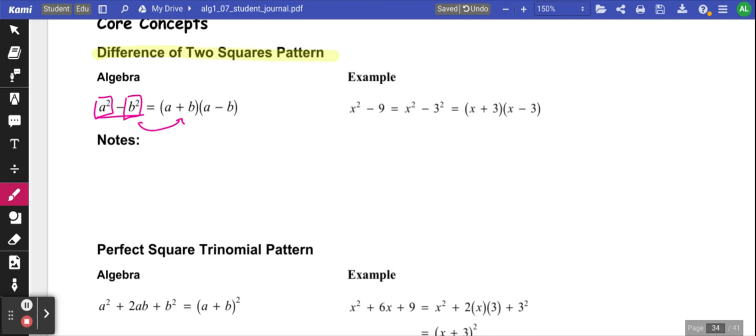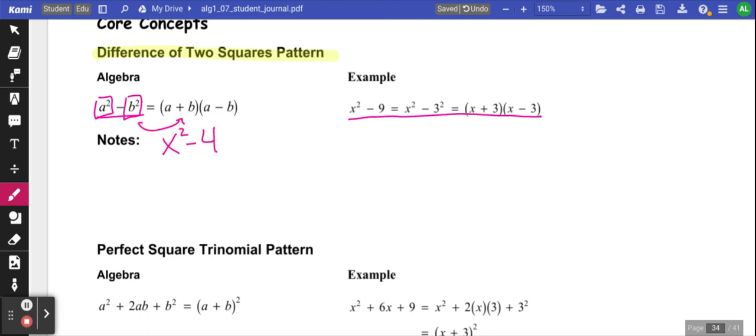Okay, so we have this example right here. x squared minus 9 is going to get factored as x plus 3 times x minus 3. x and 3 are the square roots of x squared and 9. Okay, so I want to show you something. I've got this x squared minus 4.